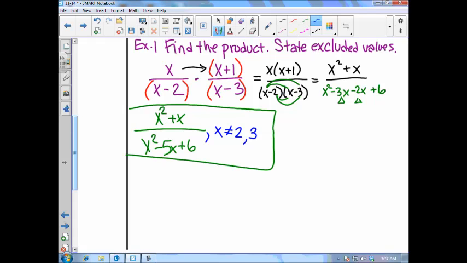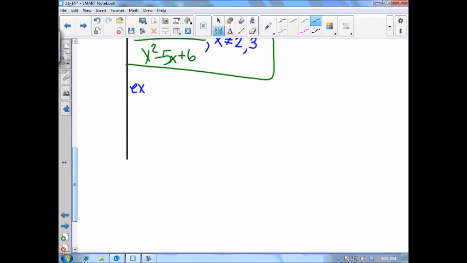Okay, let's try another multiplication problem. Example number 2. Okay, again, find the product and state excluded values. The first fraction is 3x squared divided by x plus 2. Times, the second fraction is x squared plus 3x plus 2 divided by x.